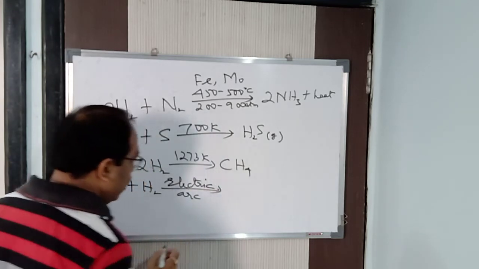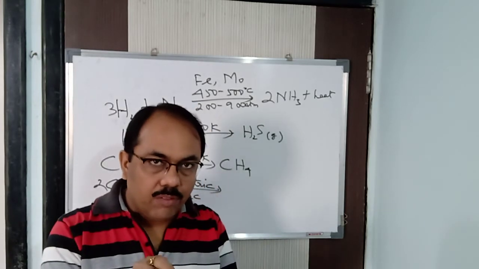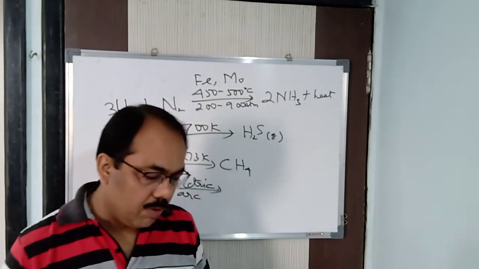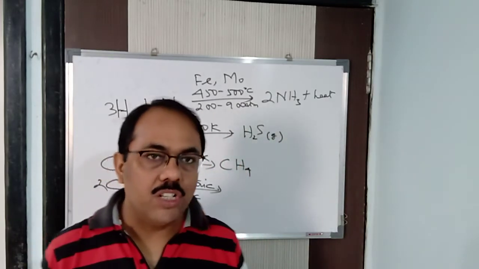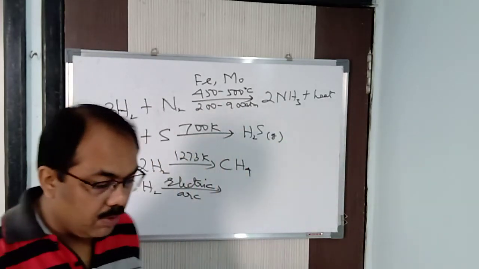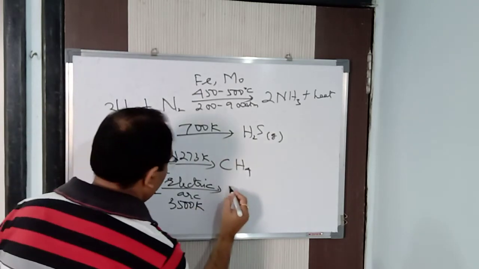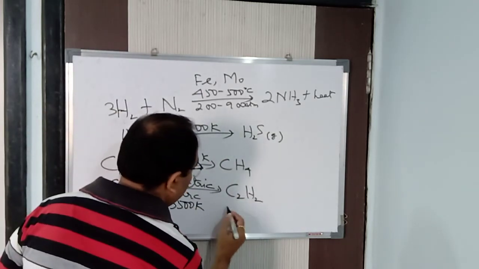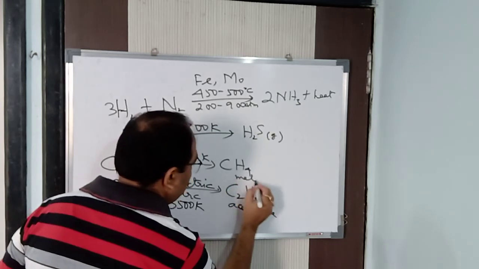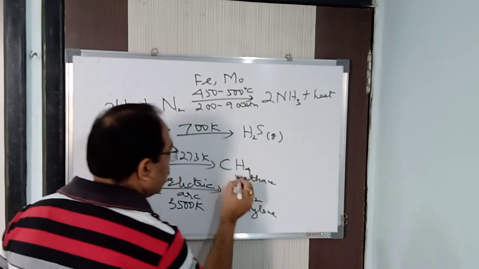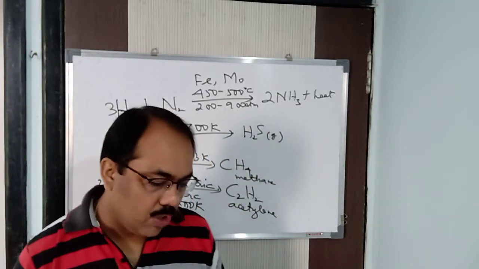Electric arc means you take 2 electrodes and bring them closer to each other. An arc will be produced. Arc means just a spark will be produced. That is said to be an electric arc, where a temperature of around 3500 Kelvin is produced. So what will it give you? Acetylene. It is an organic compound, and this is your methane. This gas is methane, and this gas is acetylene. So acetylene is being produced.